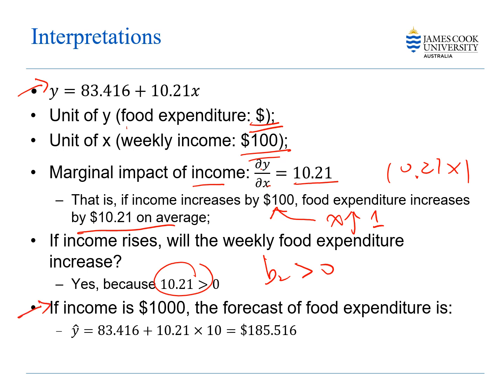Forecasting. If income is $1,000, then we can predict food consumption expenditure as 83.416 plus 10.21 times 10. Okay, bear in mind it's 10 because unit of household income is 100. So this is 10. So we get $185.516. That's our predicted food consumption expenditure.